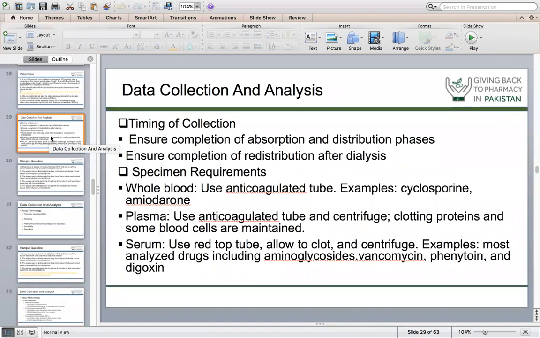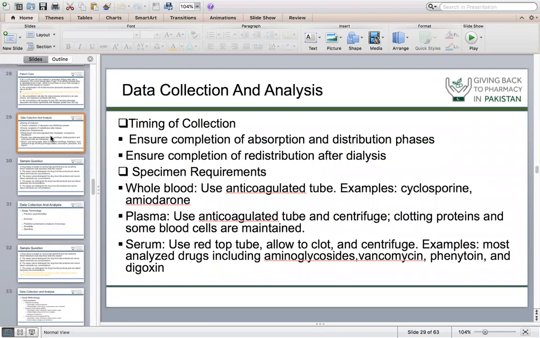Timing is important. As we already learned, when we administer a drug, we have to give time to complete the absorption and distribution phases. If we give a drug and after only a short period of time, say 10 minutes, we take samples to estimate the levels of this drug, it will give us erroneous results, because we did not give time for absorption and distribution phases to complete. So it's very important to know when to sample, when to check the plasma concentrations.